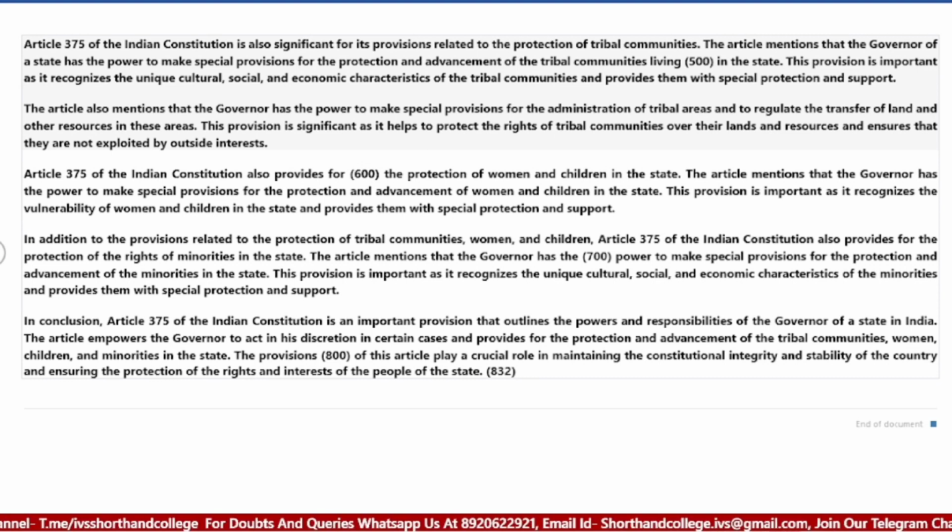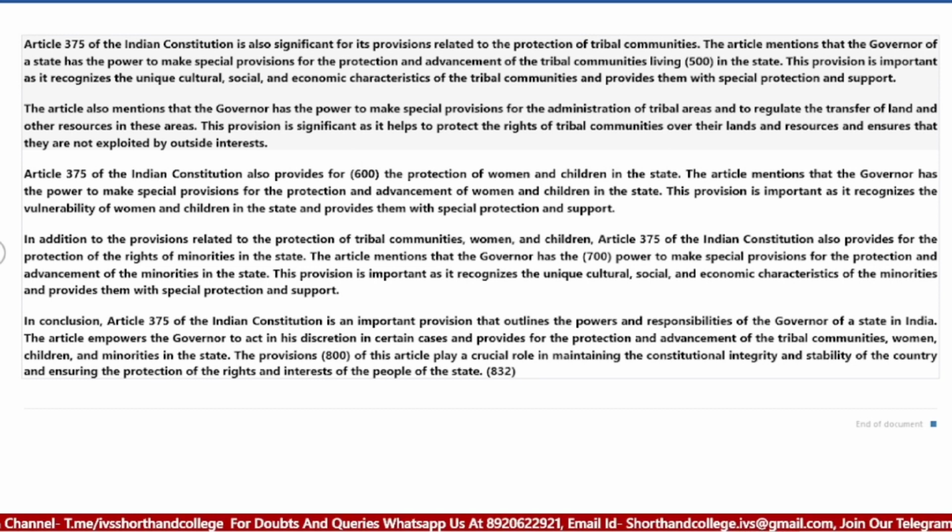The article also mentions that the governor has the power to make special provisions for the administration of tribal areas and to regulate the transfer of land and other resources in these areas. This provision is significant as it helps to protect the rights of tribal communities over their lands and resources and ensures that they are not exploited by outside interests.